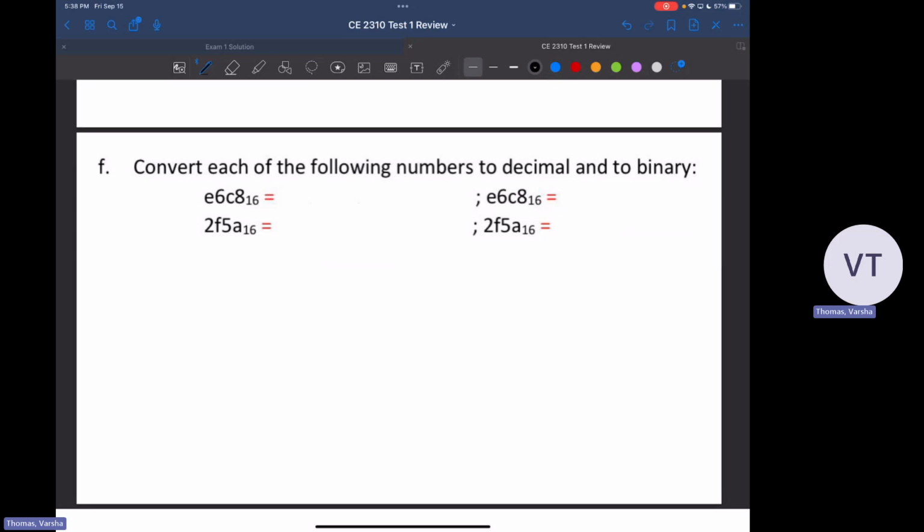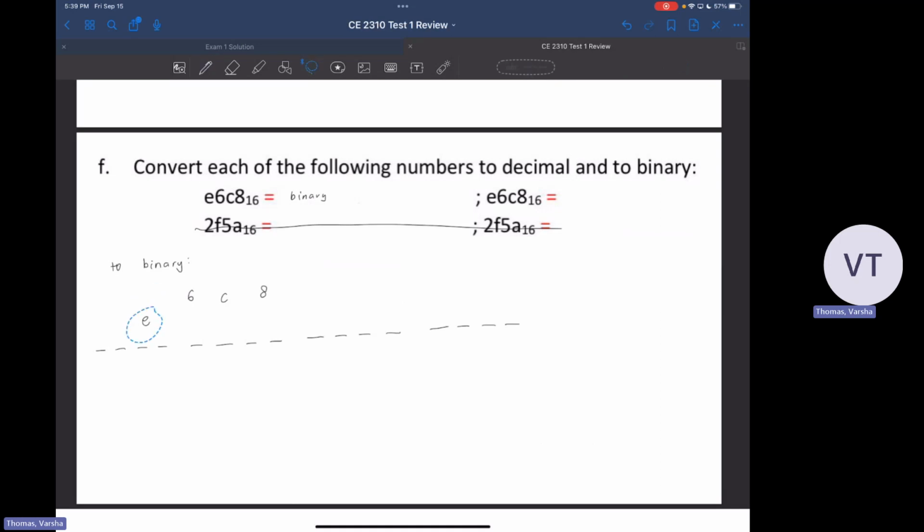Okay, so now I'm just going to do the top one because I'm low on time. For the top one, we have E. I'm going to do this one to binary, because that one's a little bit easier. And so we have E, 6, C, and 8. Remember, each of these digits is 4 bits. I should have written that better. I'll move it in later.